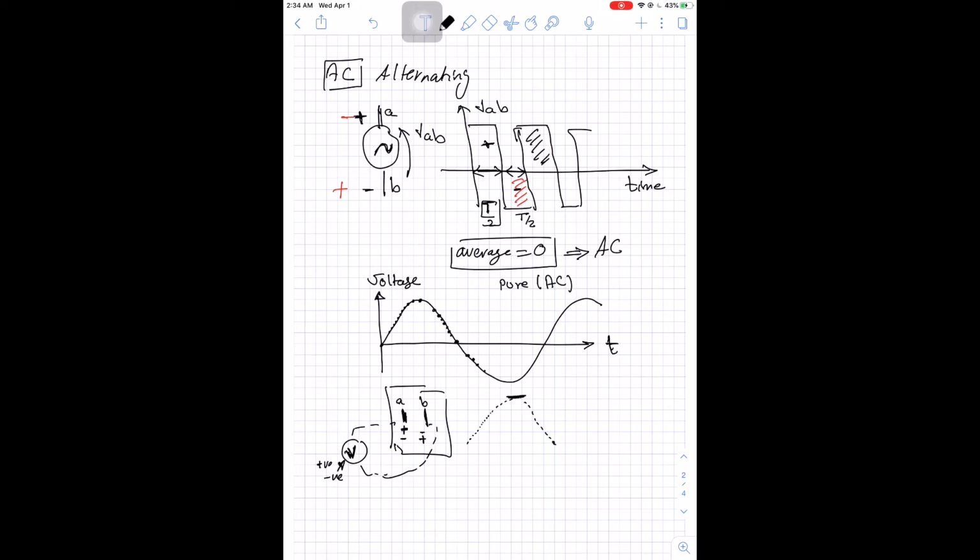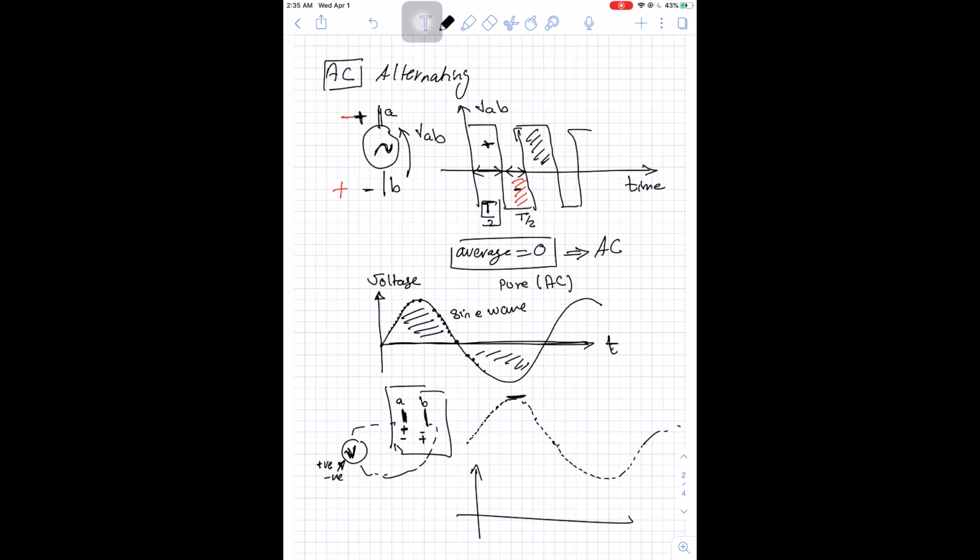So you will start by reading a positive value, and this positive value will be increasing. Then you will start to read a negative value, and this negative value will be increasing, and this will be repeated. In this case, we call it pure AC. So pure AC is a sine wave, and the positive half cycle equals the negative half cycle. So you will have a 0 average, and this is what's called pure AC.